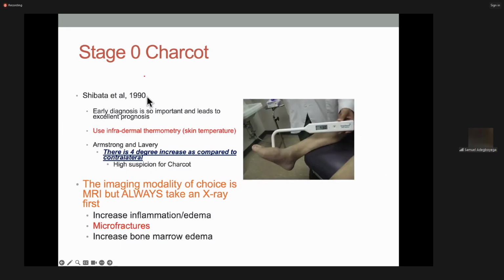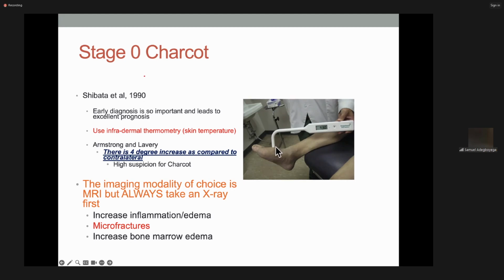Shibata in 1990 talked about stage 0 of Charcot. This is where you have red hot swollen foot without any X-ray deformities. You have no fracture, no dislocation on the X-ray, everything was normal on the X-ray, but clinically they have red hot swollen foot. And basically they recommend using infrared ray dermatomography. Basically it's a skin temperature. Basically we have one downstairs in the clinic. And basically what you're doing is just measuring the temperature of the skin, okay? And you have to compare it to both limbs.